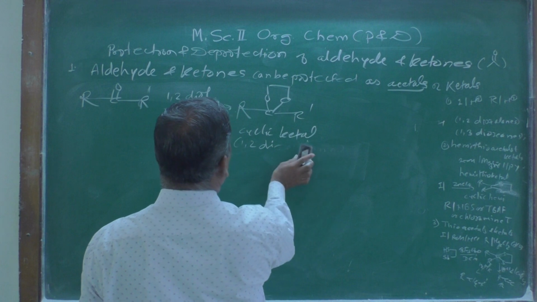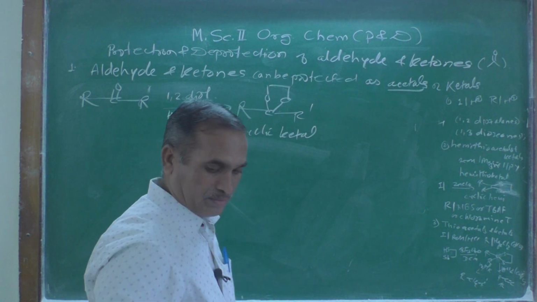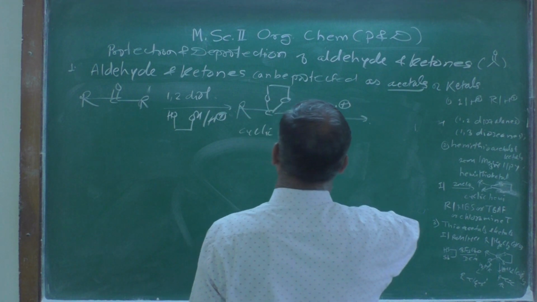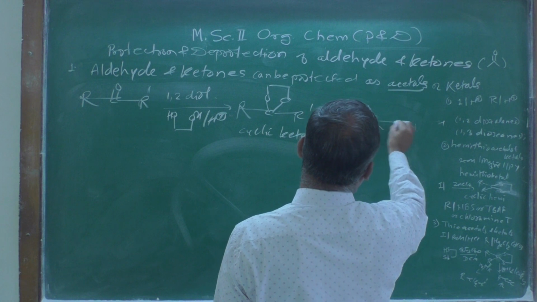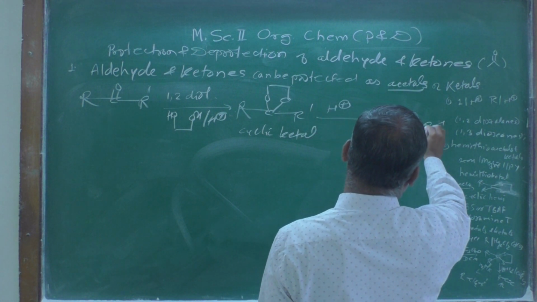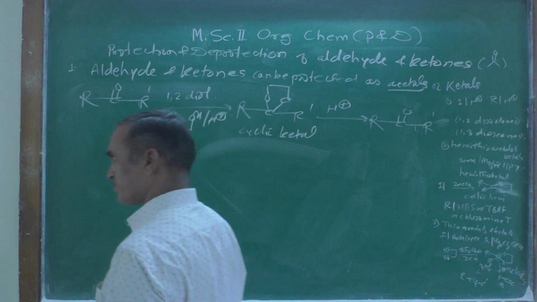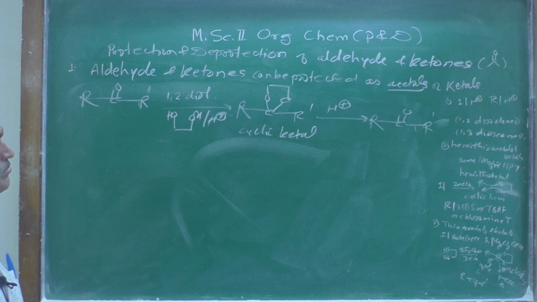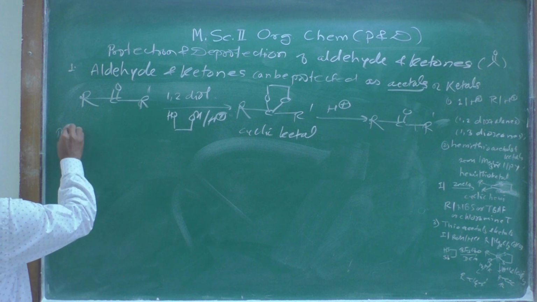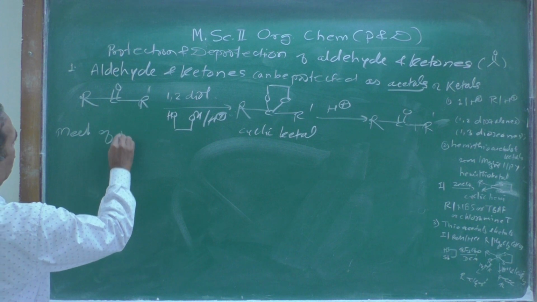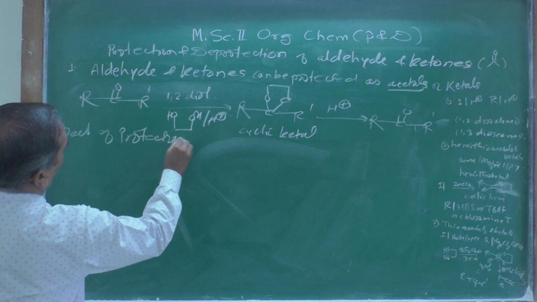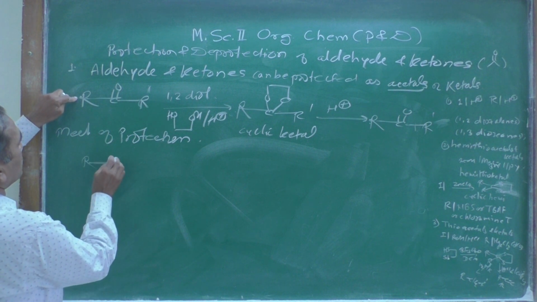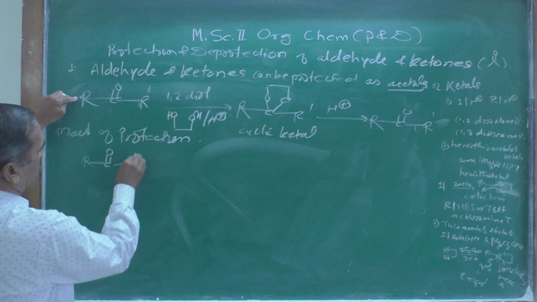But here this one. And this can be removed under acidic condition. H plus, you will be getting here R C double bond O R dash. So this is the ketone regenerated here. Now let us look at the mechanism of protection. First one, R C double bond O R dash.